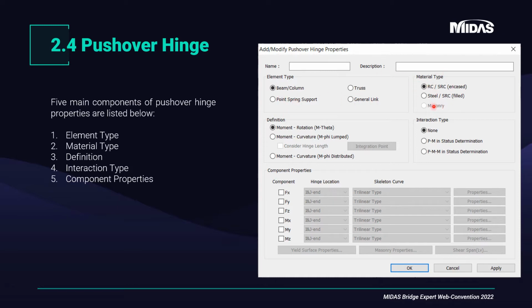We have metal type as RC steel. Then the load deformation behavior of the pushover hinge in terms of moment rotation, moment curvature lumped or moment curvature distributed, we can specify. Then we can specify the interaction type that will be used for the hinge.